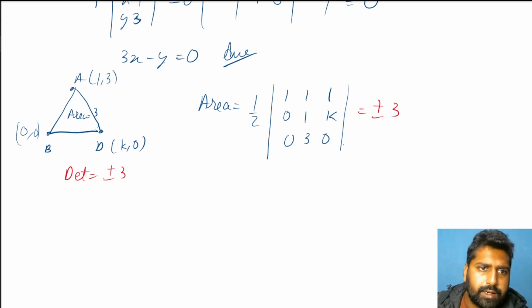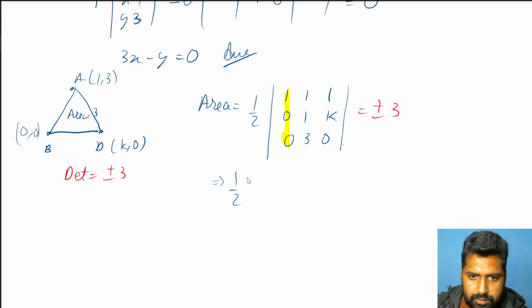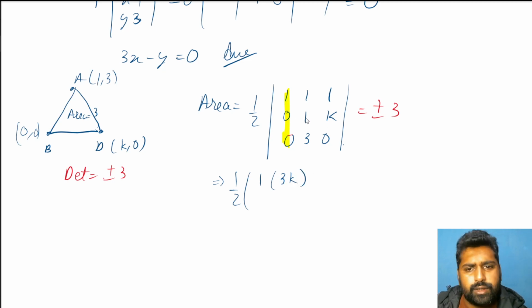So let's open it, and again I'm expanding about this, because with 2 zeros it makes the calculation simple. So 1 by 2 determinant about this: 1 into 3k minus 0, so 3k, and 0 into something, not being bothered about that, positive negative positive. So plus 1 into this, 0 into something, is equal to plus minus 3.